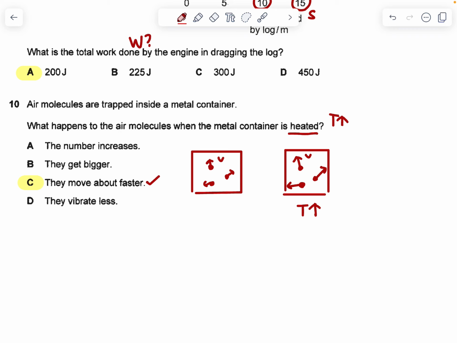Remember, it's the same number of molecules. Okay, there's 3 before, they never add more gas. The molecules do not get bigger, they stay the same size. And they actually vibrate more, because more energy. Higher temperature goes to higher KE, higher velocity.